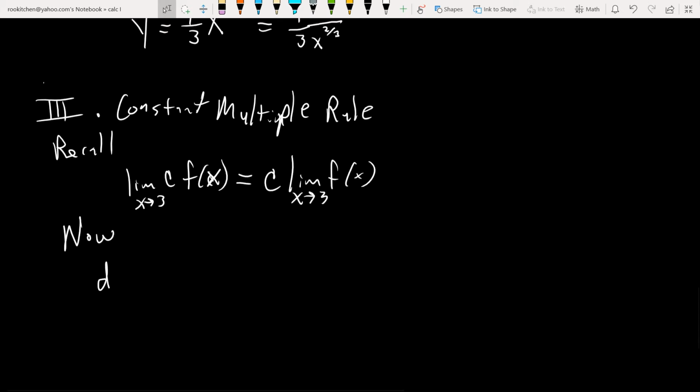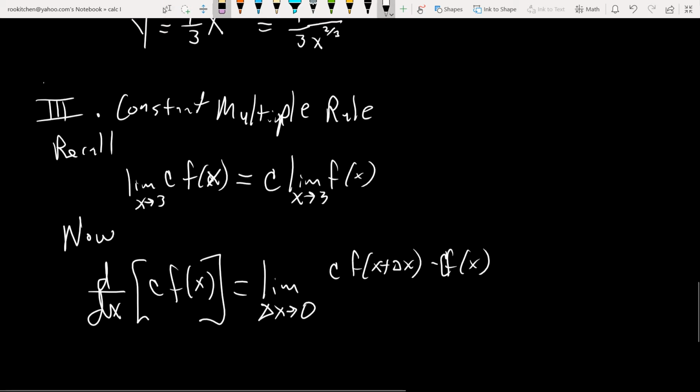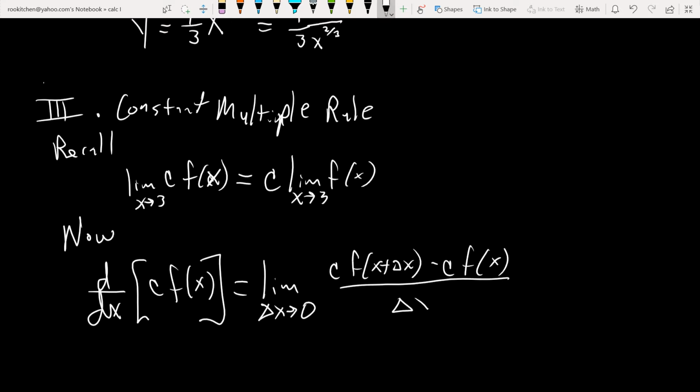So if you want to know the derivative with respect to x of a constant times a function, because this is actually a limit at heart, what do we have? C times f of x plus change in x, minus c times f of x, all over change in x. You could factor that c out, right?